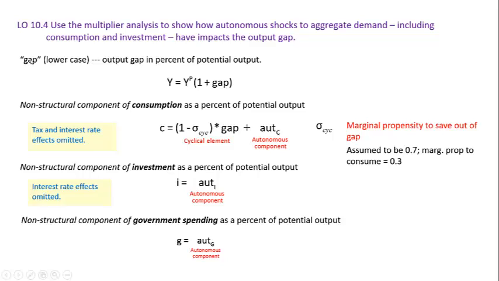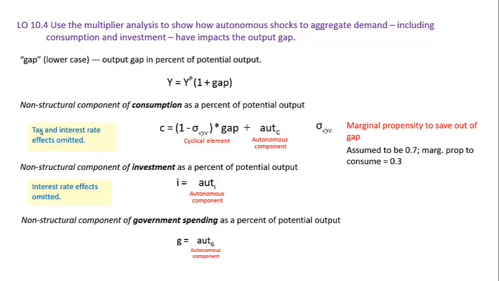So let's recall our notation. The gap in lowercase is the difference between observed output and potential output. And we're doing this in percent of potential output. So this is the output gap. The non-structural component of consumption we learned about in Chapter 7. It turned out that we learned about certain effects, taxes, and also when interest rate changes.